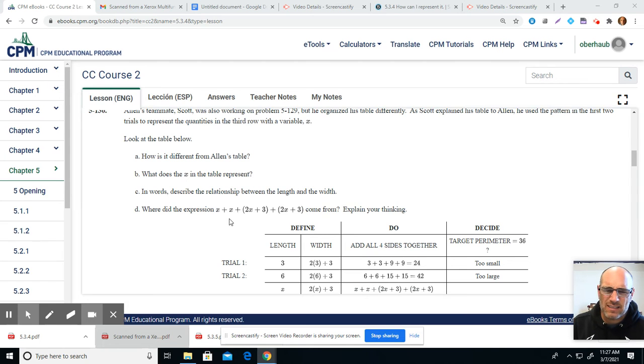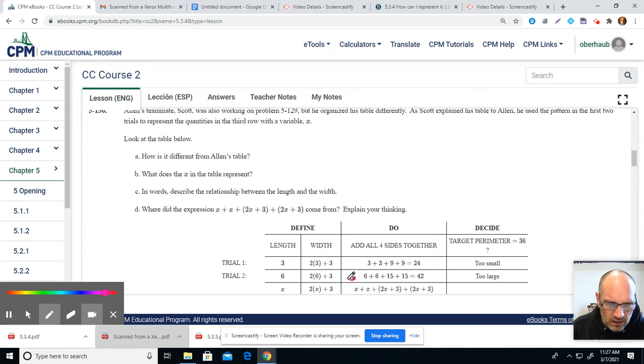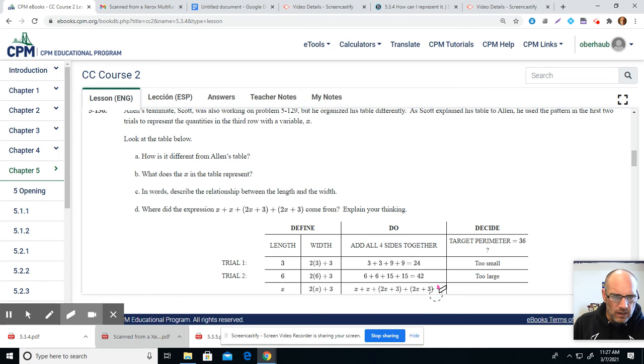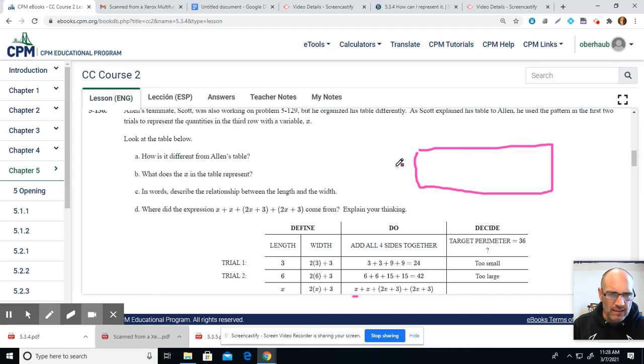Part D. Where did the expression x plus 2x plus 3 plus x plus 2x plus 3 come from? Explain your thinking. So that's this piece down here that they are talking about. Okay, so where did that come from? Well, it's under the perimeter, which is adding up all 4 sides. So I think that x is a length. So I think that that's one of the lengths of ours. So if we had a rectangle, I think that that is one of our lengths. And then this x is another length.